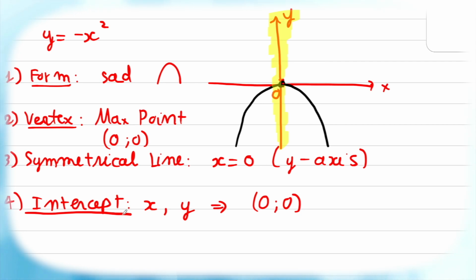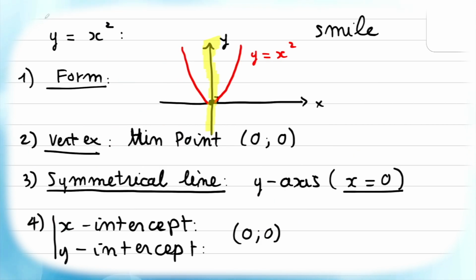The difference between this graph and the previous one is only the form. One is a min, one is a max, but the vertex has the same coordinate, the symmetrical line has the same equation, and the x-intercept and y-intercept are also the same. Okay, so the main point of this video is to introduce the four main things about parabola: form, vertex, symmetrical line, and x and y-intercept.